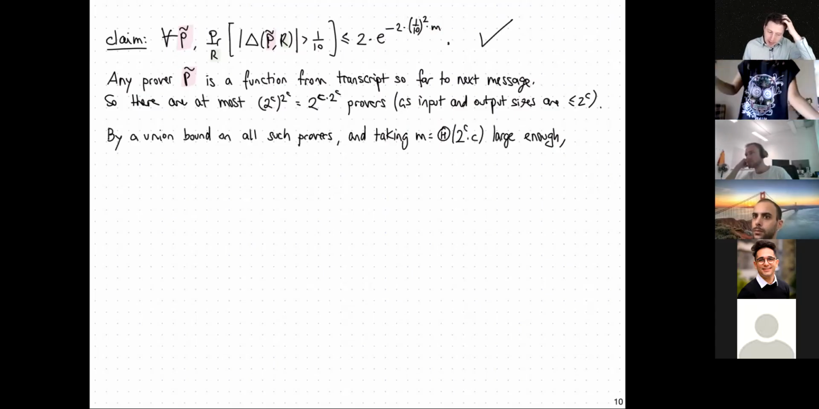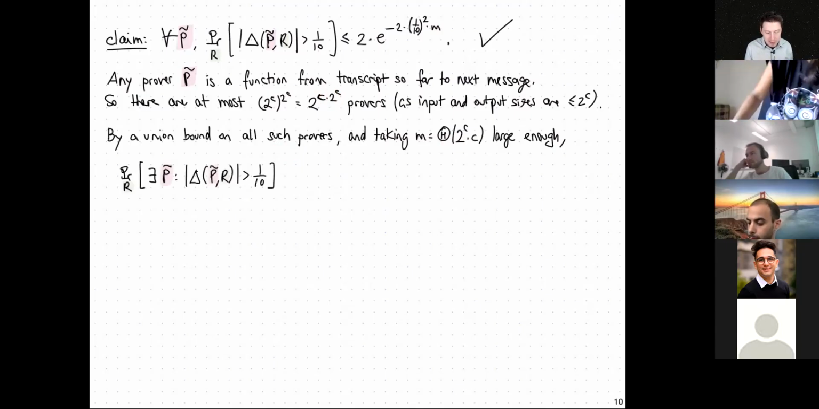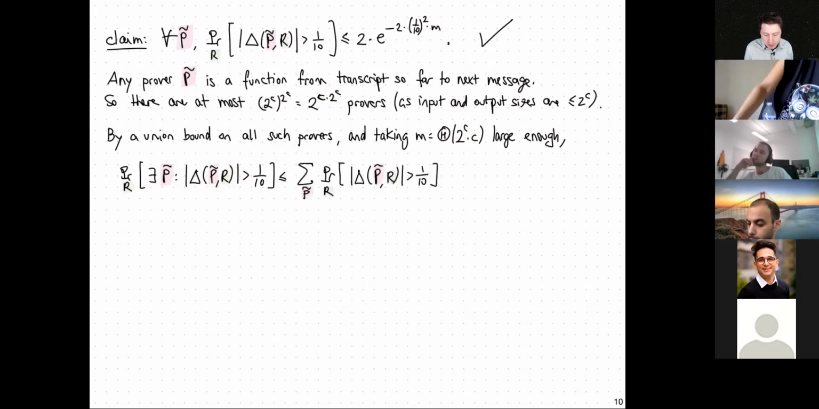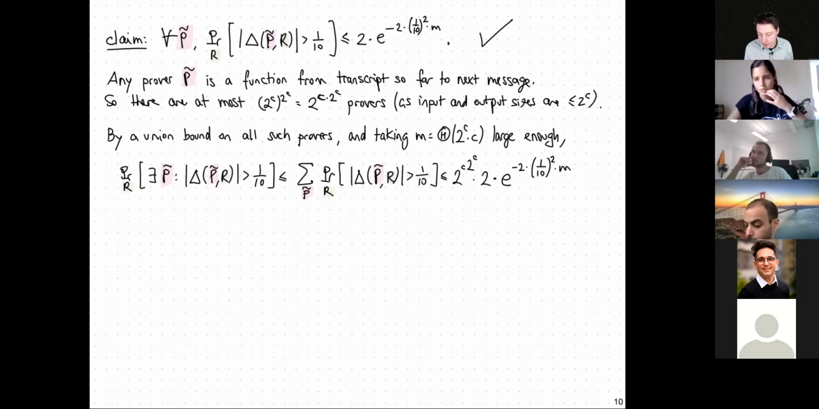So by union bound on all such provers, and taking m to be 2 to the c times c, which is this exponent over here, to be large enough, we have that the probability that there is some prover that makes this delta difference bigger than 1 over 10 is at most the sum that any one of them makes it large, right? But we know there's at most 2 to the parentheses c times 2 to the c, close parentheses, times whatever we already proved up here.